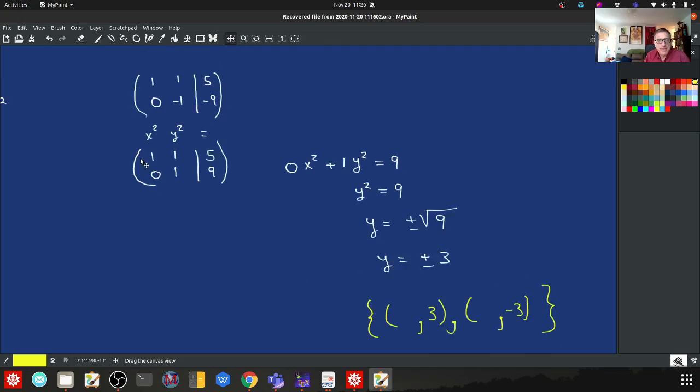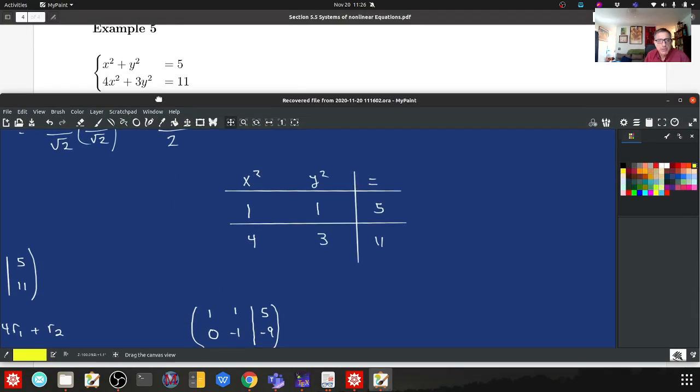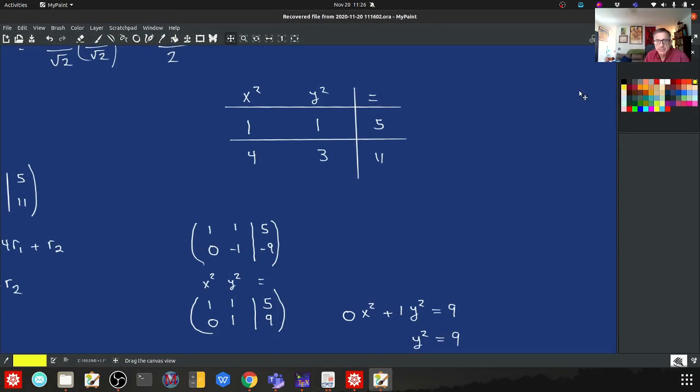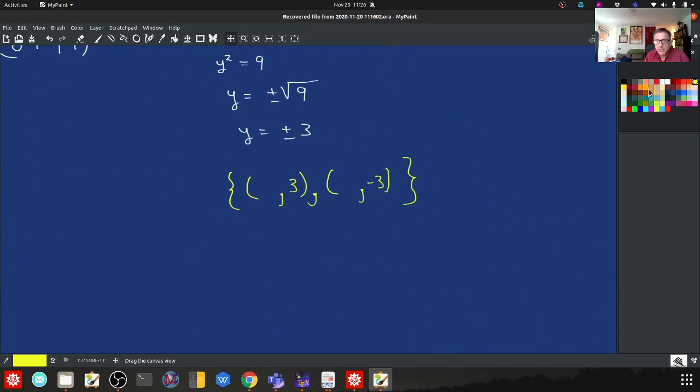So let's go back and grab an easy equation. From my original equation, I have x squared plus y squared is equal to 5. So you want to use the other. Since I reduced row 1, I want to use row 2. Sorry, I said that exactly wrong. Since I did row operations to get rid of the coefficients on the row 2, I want to go back to row 1. So row 1 says x squared plus y squared is equal to 5.